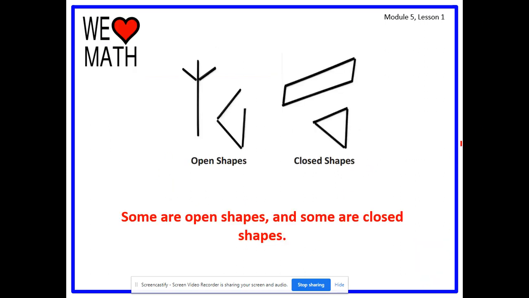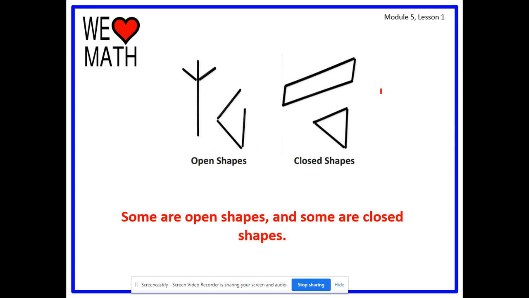So today we're going to explore shapes. We're going to explore open shapes and closed shapes. Can you remember what the difference between an open shape and a closed shape is? Think back at what you learned in kindergarten. So the difference is that with an open shape, there's an opening, right? Like right here, you can see the example. This is an open shape because it has an opening right here. This one has an opening right here.